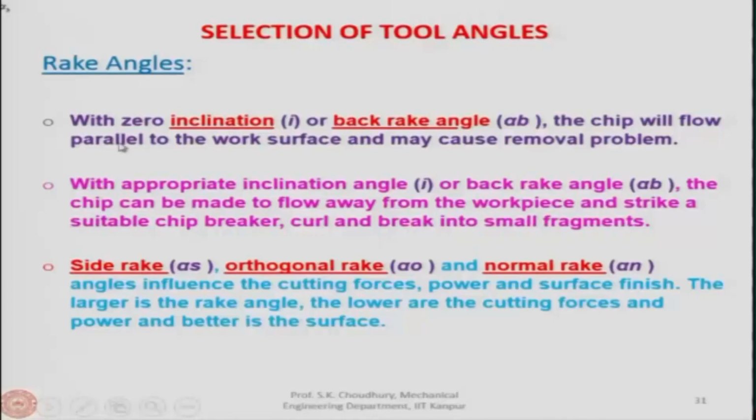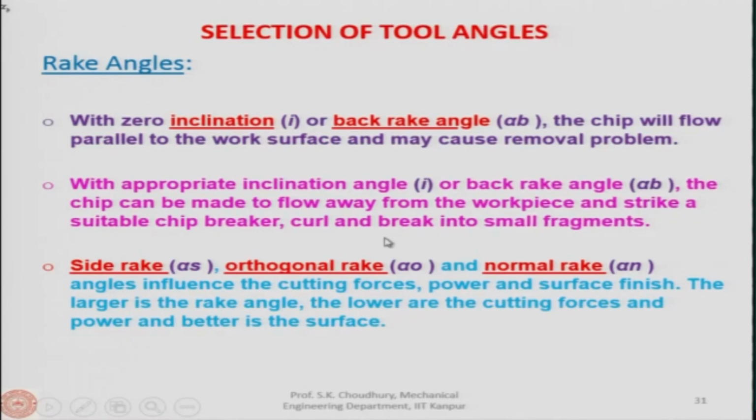Then we started discussing the selection of tool angles. So, let us see in this slide. With 0 inclination or back rake angle, we said that the chip will flow parallel to the workpiece surface and it may cause a removal problem. So we have to have some sort of inclination angle and some back rake angle. Now, with an appropriate inclination or back rake angle, the chip can be made to flow away from the workpiece and strike a suitable chip breaker, curl and break into small fragments.